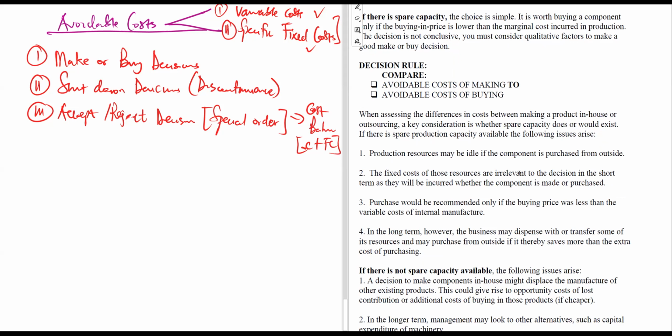So the fixed cost of those resources are irrelevant to the decision in the short term, as they will be incurred whether the component is made or purchased. I talked about this, right? And purchase would be recommended only if the buying price was less than the variable cost of our internal manufacture.